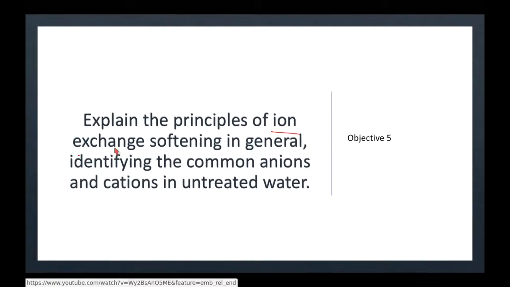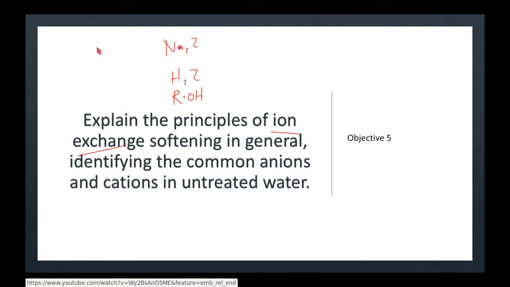Now for ion exchange. And so you know about this here. You have studied the sodium zeolite softener. Today what we're going to do is get into the hydrogen zeolite softener. And then we're going to look at the anion exchanger, which we call an R.OH softener. So each one of these is an ion exchanger.